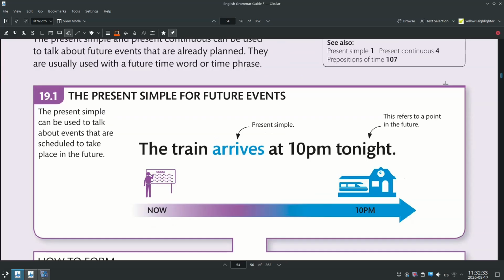The present simple for future events can be used to talk about events that are scheduled to take place in the future. Look at this example. The train arrives at 10 p.m. tonight. You have present simple, arrives. Also, you have the word tonight, which refers to a point in the future. But we are talking about a scheduled event. That's why we use the present simple.